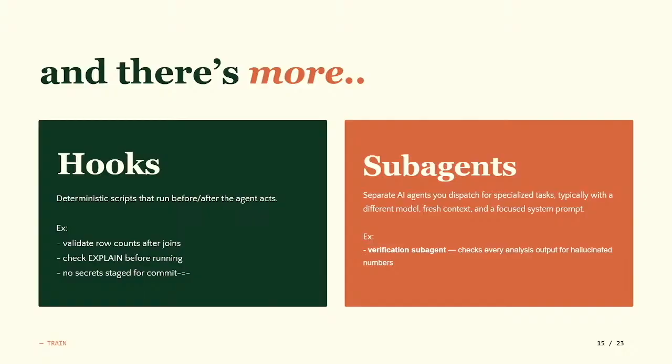So now if you feel comfortable with skills, you can move on to some other steps like hooks. These are scripts that can be triggered to run before or after an agent action. Or you can also use sub-agents, which are just separate AI agents that have their own context window. And if you want, you can also have it use a completely different model too. One of my favorite use cases of a sub-agent is the verification sub-agent. So after your main agent does the analysis, you can dispatch the verification sub-agent to check the analysis that it has done, to make sure that the output is correct and that it hasn't just made up numbers and put random numbers in your charts, which we all know it is capable of doing.